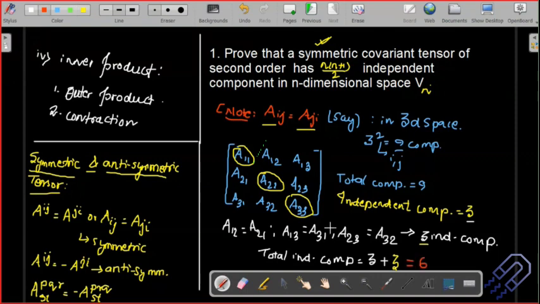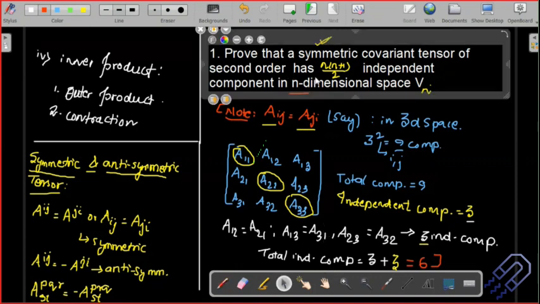So I've just taken a 3 by 3 form. I've just taken 9 components, but here it is an n dimensional space. So how many components will be there? There will be n squared components, right? It is an n dimensional space. 3 by 3, 3 squared. It will be an n by n, so it will be n squared. So this is the idea that we are going to use to prove this. This is the note that let's all of us remember. Let's go to the proof. So we will go to the proof now. So I will copy this.